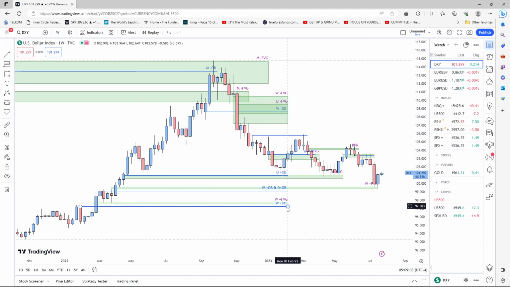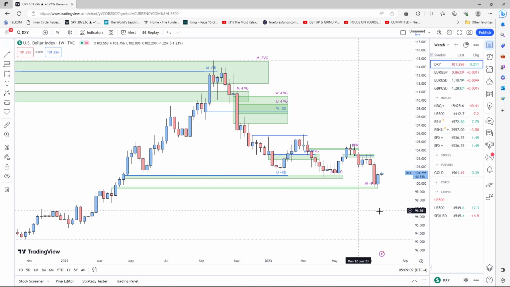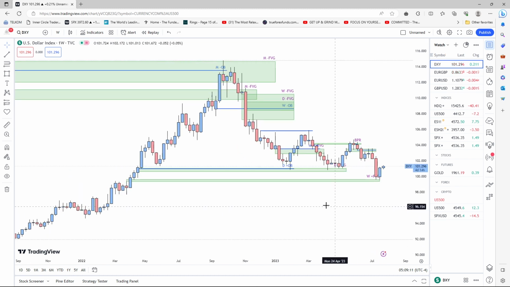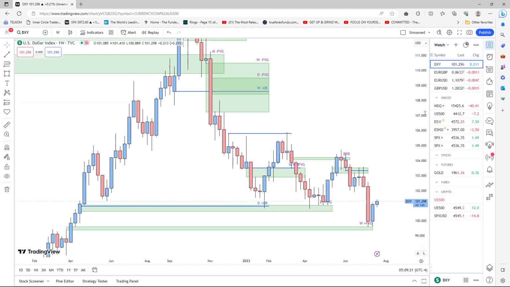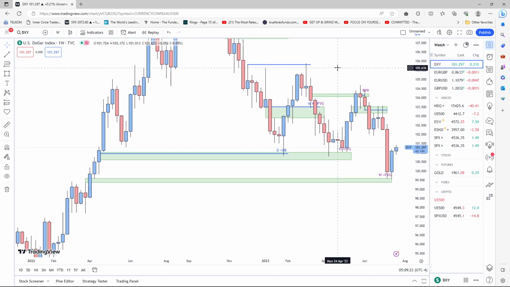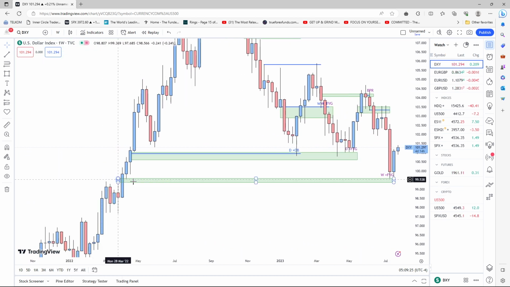So that just gives you a little recap on what we were looking for and how eventually that price did trade to these levels. Look at that small little fair value gap right there. You can just probably zoom it in a little bit. See that small little fair value gap right there?